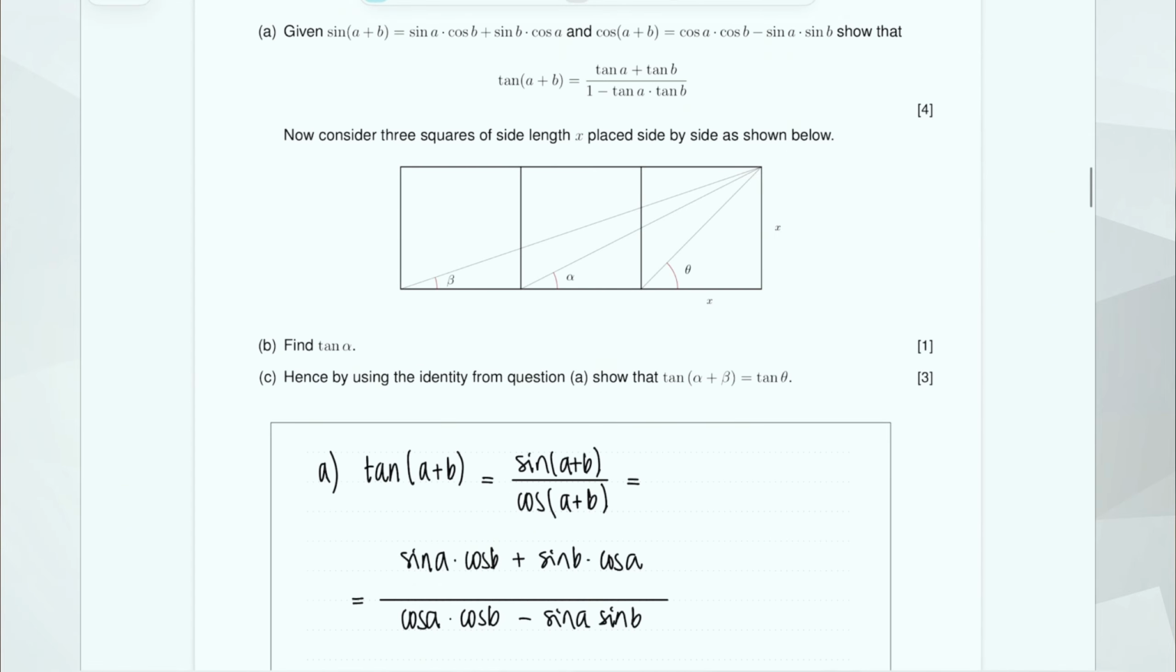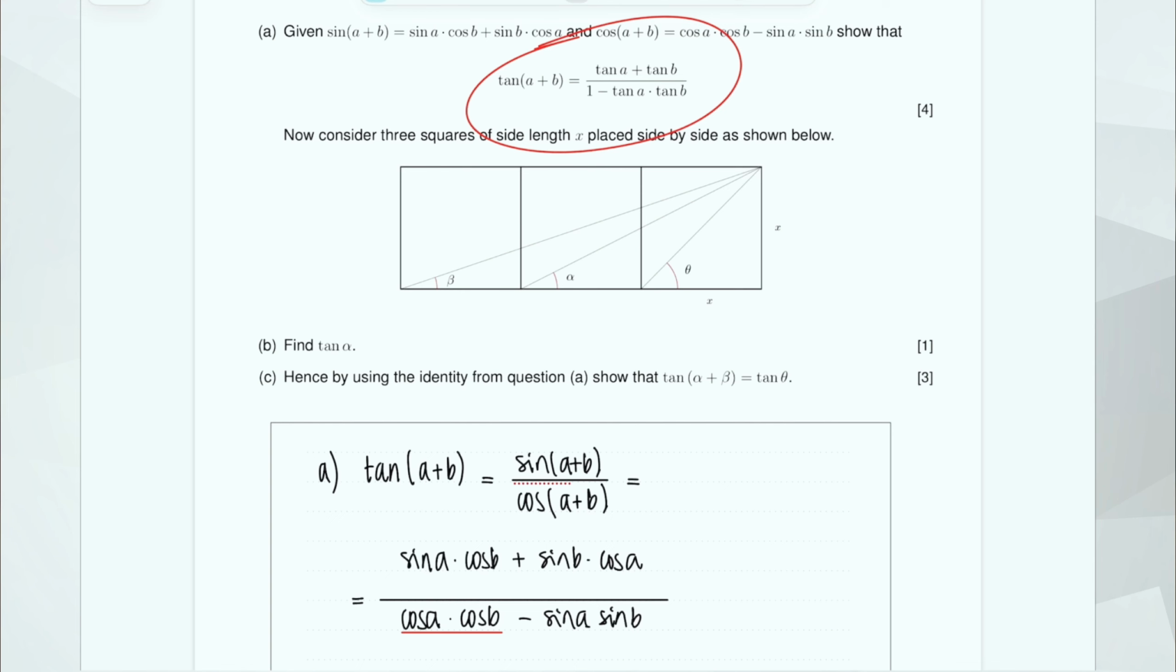Now it is worth taking a sneak peek at the answer, where we're trying to get. We're trying to get to tangent of a plus tangent of b over 1 minus tan a tan b. Therefore, using this as a hint, maybe it's a good idea to divide both the numerator and denominator by cosine of a times cosine of b.